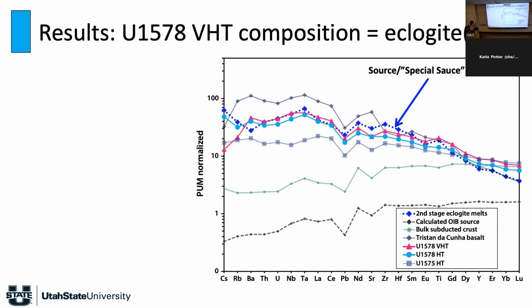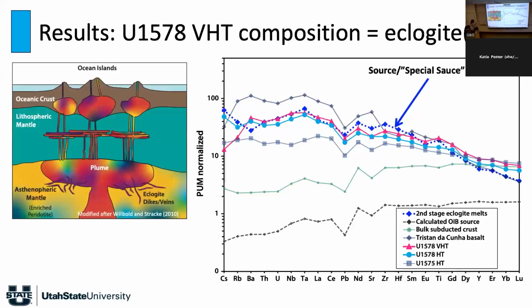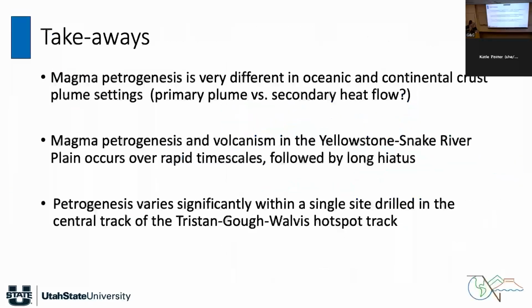So one proposed mechanism for doing this, again, is that this plume is interacting with the eclogite, which gives that really high titanium compositional trend. Okay, so some of the takeaways from this talk. Magma petrogenesis, as we might expect, operates very differently within oceanic versus continental plume settings, and this is well represented in geochemical data.